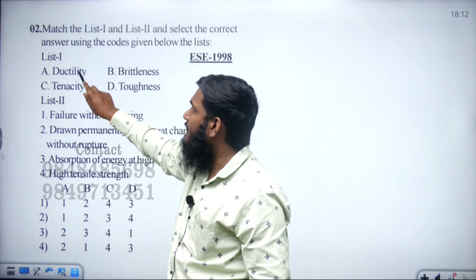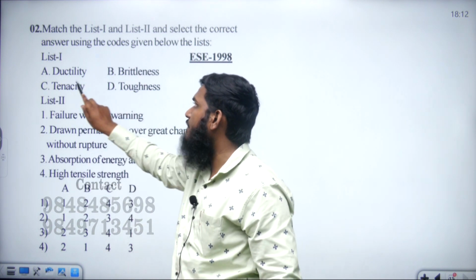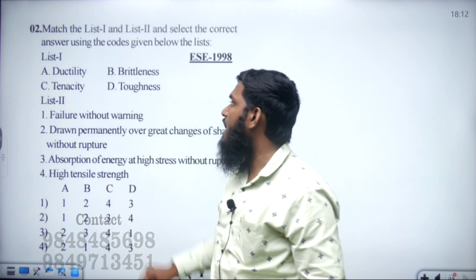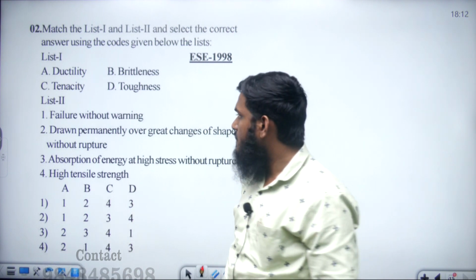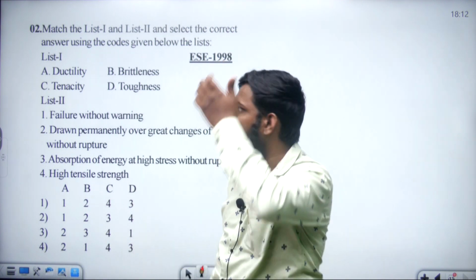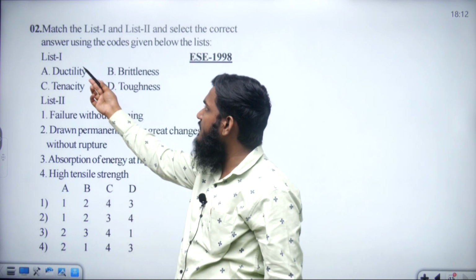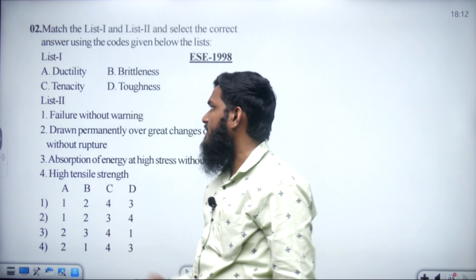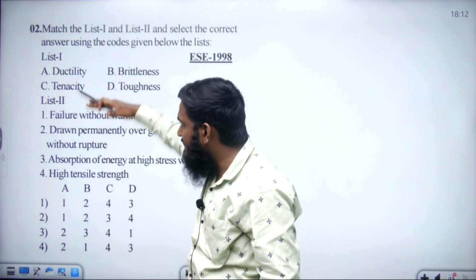Okay, what are we having? Ductility we are having, brittleness we are having, tenacity we are having, and we are having toughness. So just now we have seen the definitions of all these parts: ductility, brittleness, tenacity, toughness. Let us read this point also.